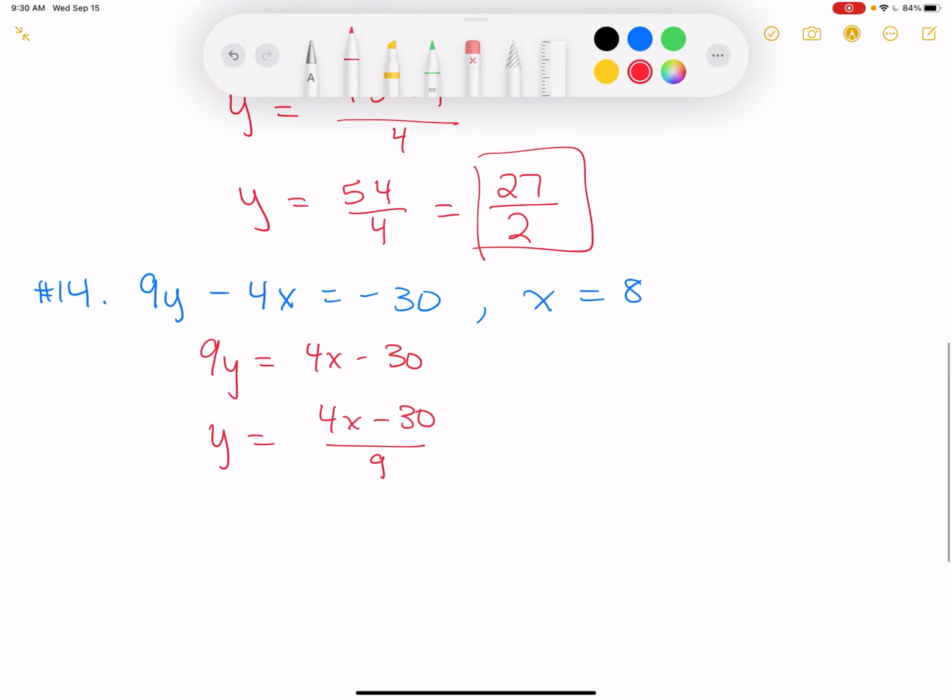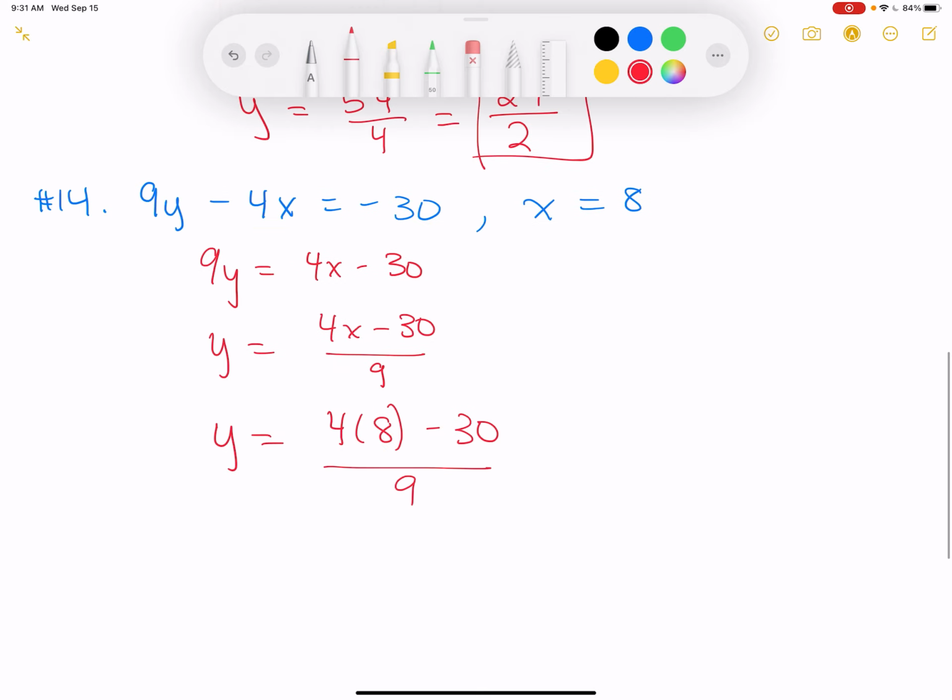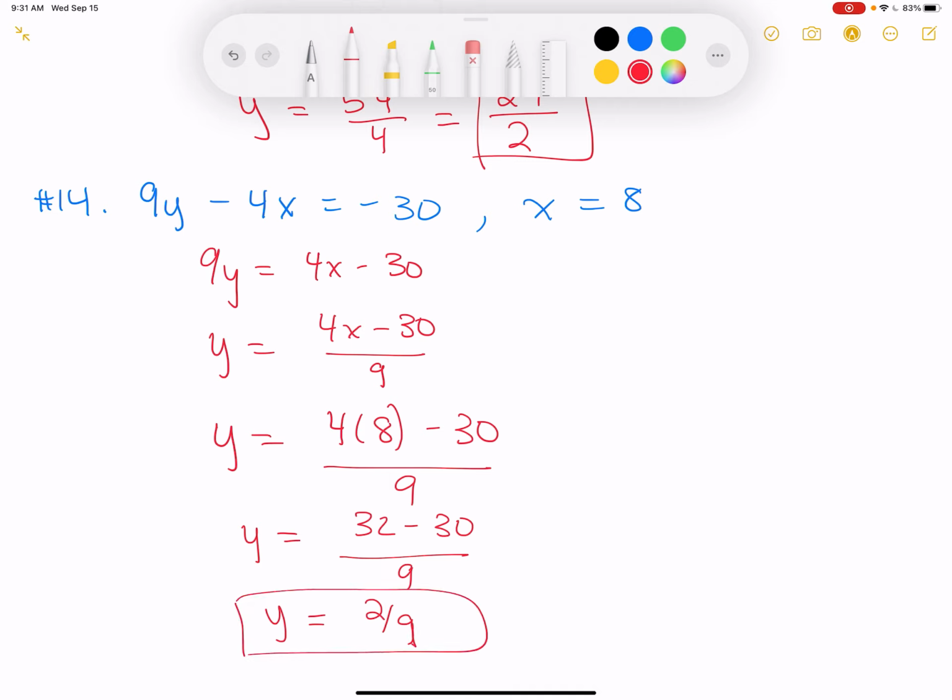So now, plugging in 8. Y equals 4 times 8 minus 30 over 9. So y equals 32 minus 30 over 9. It's just 2 over 9. And obviously if you ever have something that can be reduced like we did in the one above, make sure you reduce it to its simplest form.